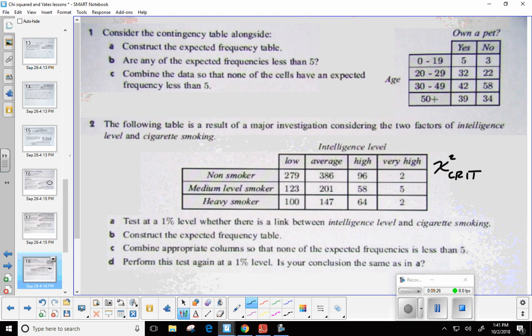Okay, so the degrees of freedom, he says, is 8. Would you guys agree? I would say 6. Because right now, see, we have 3 rows. Yeah, you're right. So that would be 2 times the 3. So we're looking at 6. Equals 6. So with a degree of freedom of 6 at a 1% level, this would be what? 16.81.